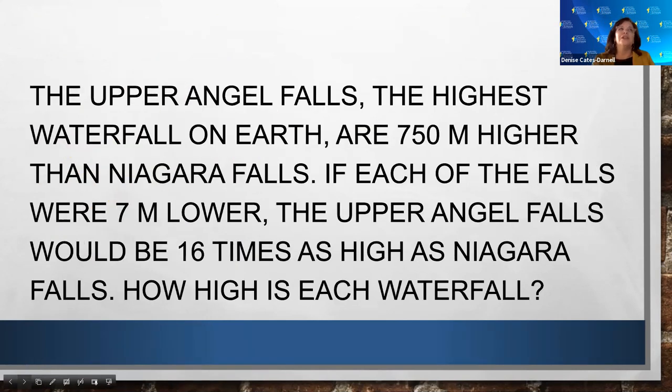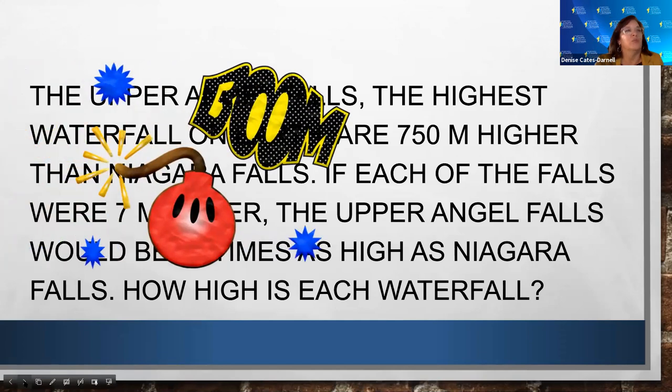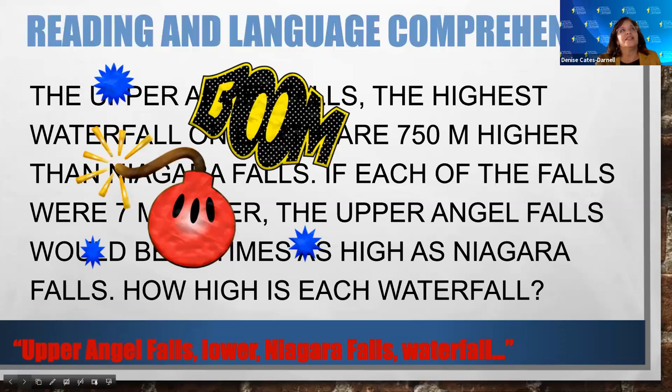The Upper Angel Falls, the highest waterfall on Earth, are 750 meters higher than Niagara Falls. If each of the falls were 7 meters lower, the Upper Angel Falls would be 16 times as high as Niagara Falls. How high is each waterfall? Well, once again, we've got something that's really going to trip them up. And again, it's vocabulary. We've got Upper Angel Falls, Lower Niagara Falls, waterfall, upper, lower. Each of those things is going to cause a comprehension issue in solving that particular problem.